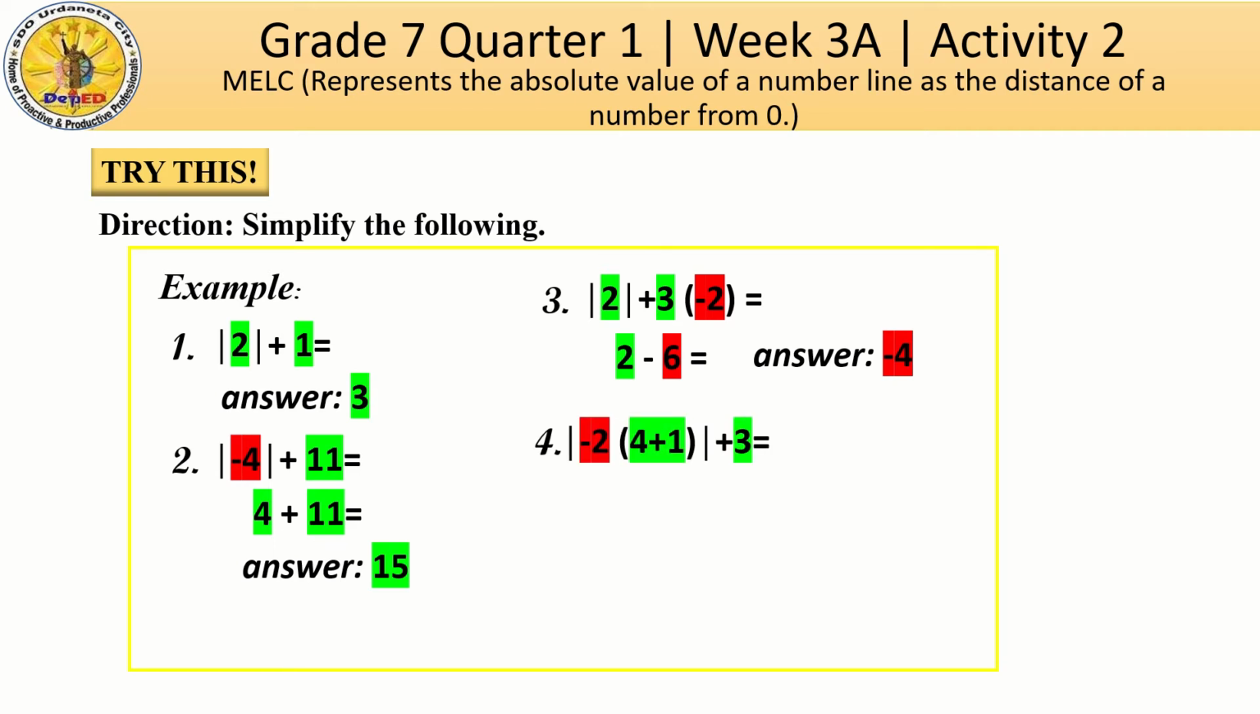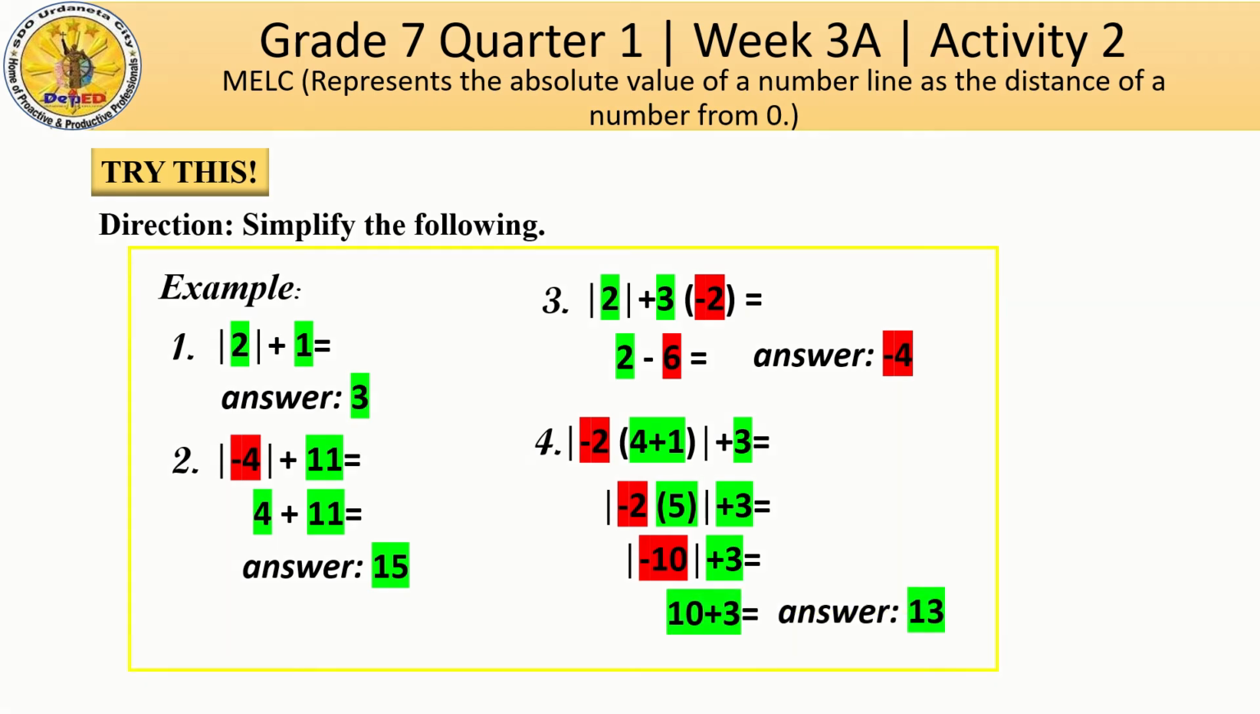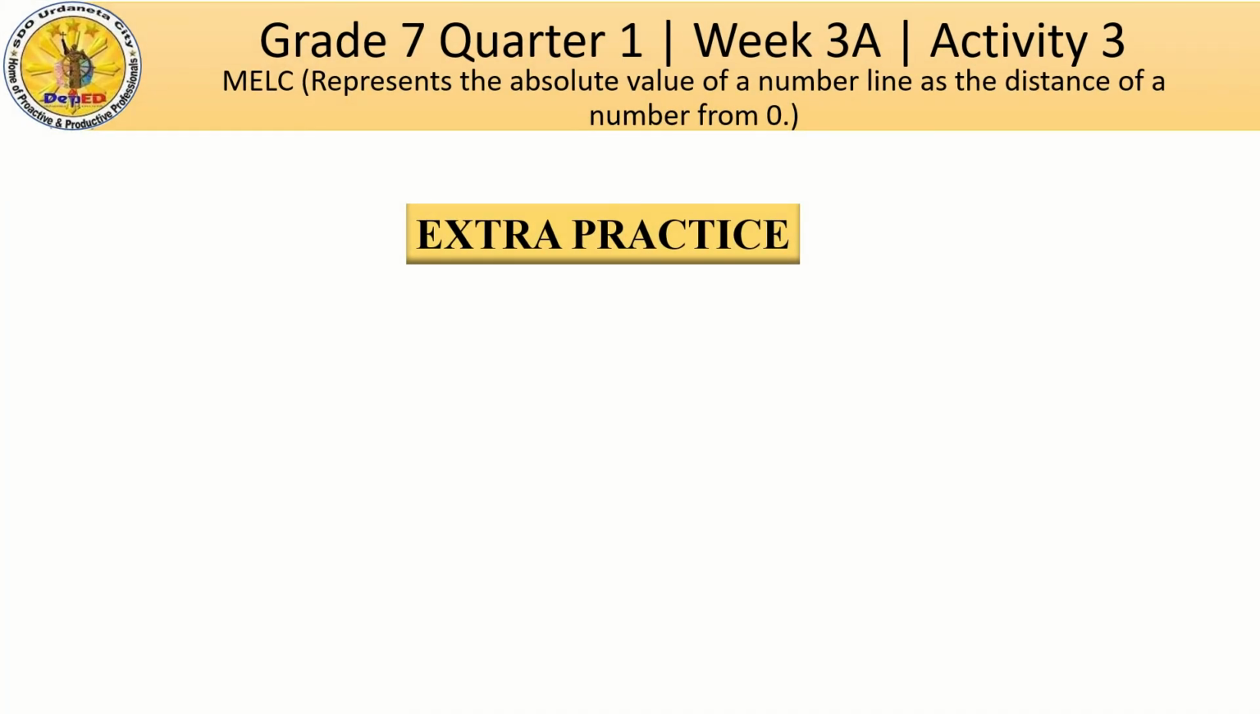Number 4. Absolute value of negative 2 multiplied by the sum of 4 plus 1, plus 3. So 4 plus 1 is 5. Negative 2 times 5 is negative 10 plus 3. The absolute value of negative 10 is 10 plus 3. The answer is 13. So let's proceed to activity 3, which is entitled Extra Practice.